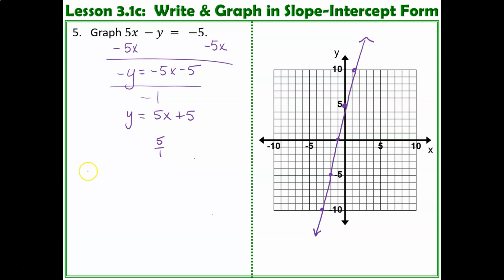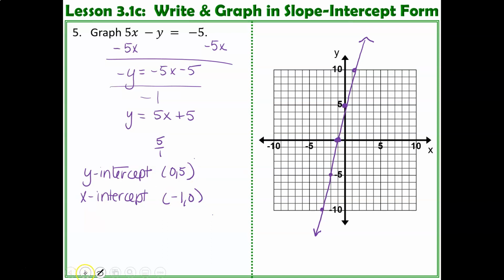Okay, my y-intercept is 0, 5. And my x-intercept is -1, 0, right here.